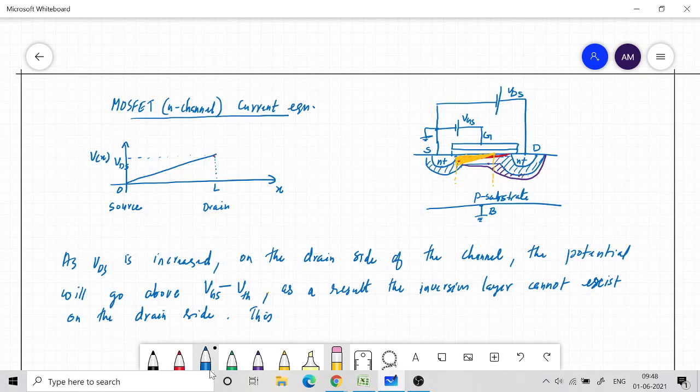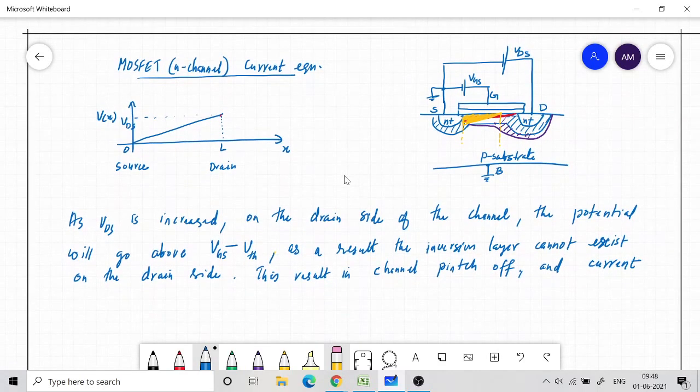This results in channel pinch off and current saturation. So this is the physical mechanism for current saturation. Why is the current going to saturate?